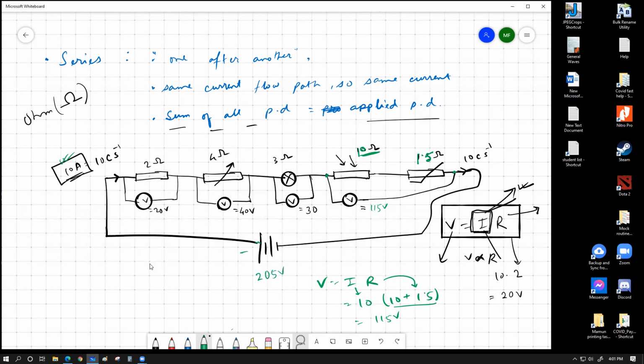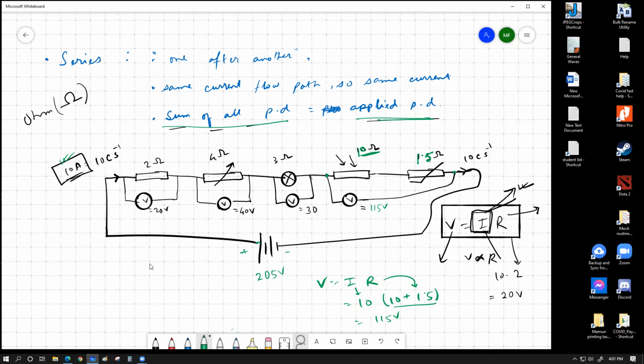This is highly impossible. Batteries don't have this kind of high voltage. It's very dangerous to design batteries of this high voltage, and they are very inefficient as well. So this is the idea of the third bullet: sum of all the PD equals applied PD, which means all the potential drops across the components in a series should be equal to the total voltage that was provided to begin with.